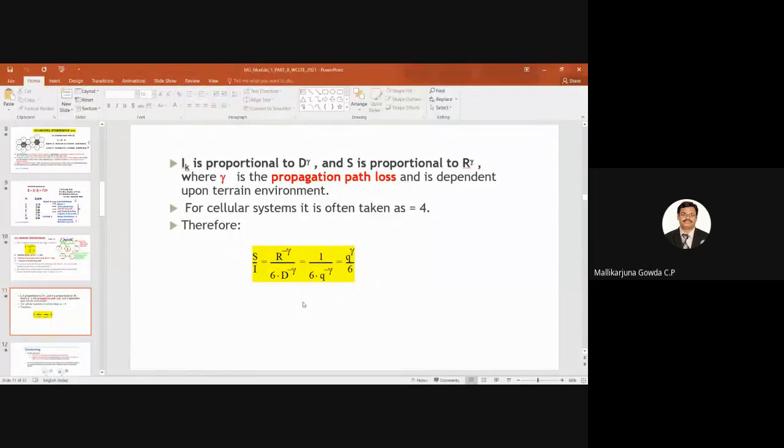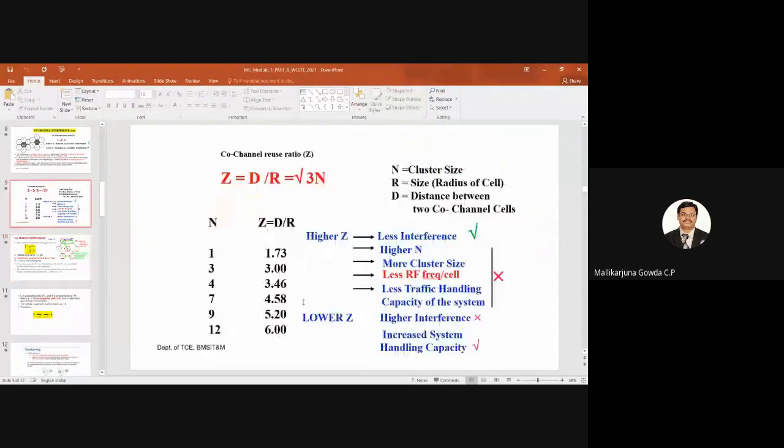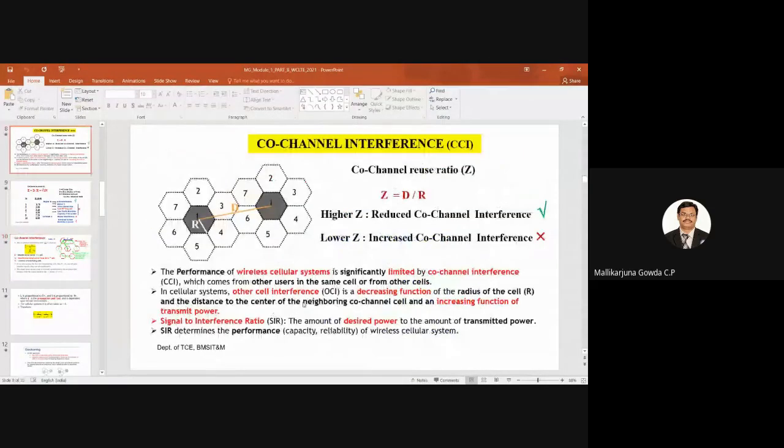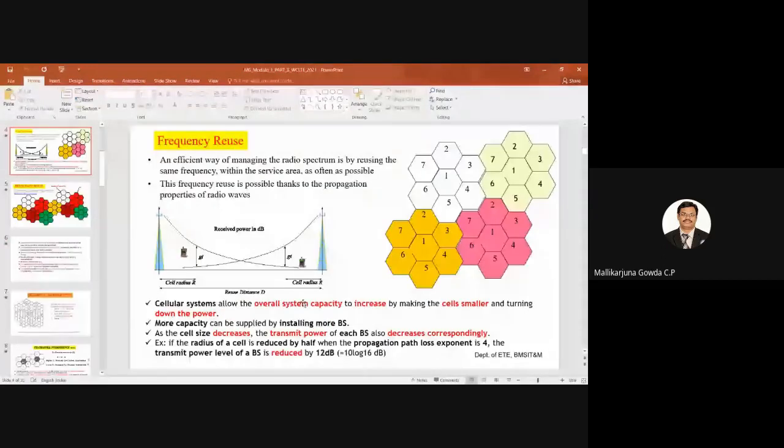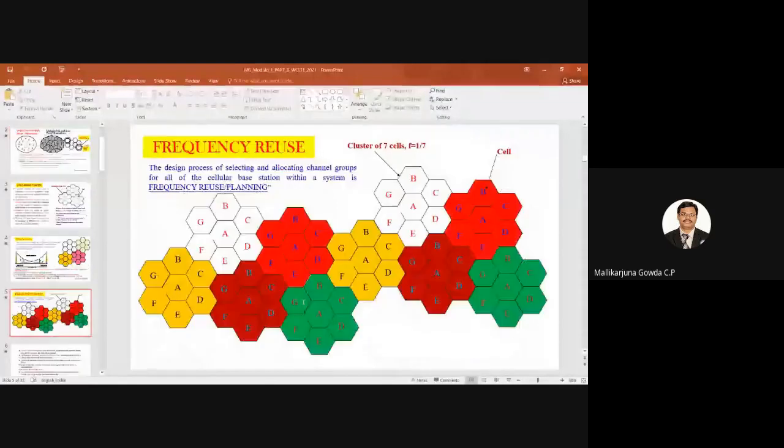Yes, any questions to ask with respect to this co-channel interference and frequency reuse concept? Do you have any questions to ask? These are the things I covered so far. I'll go to the next one.